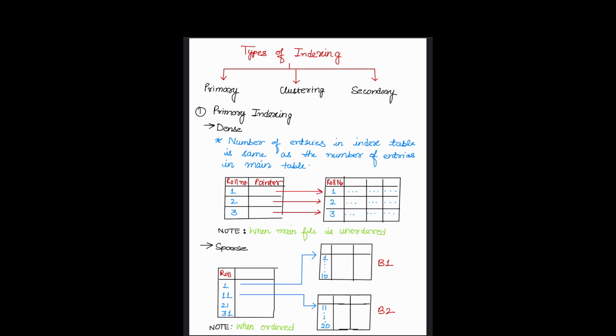Now let's talk about sparse indexing. In sparse indexing, it is mainly used when we have ordered records.